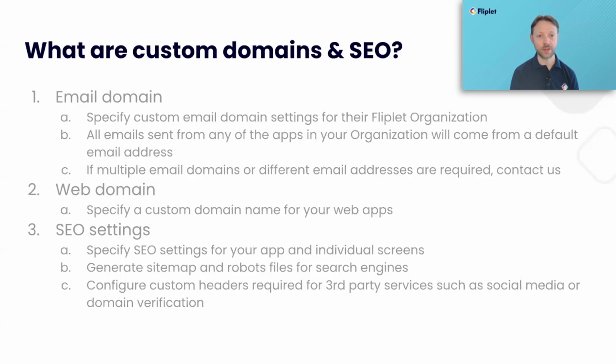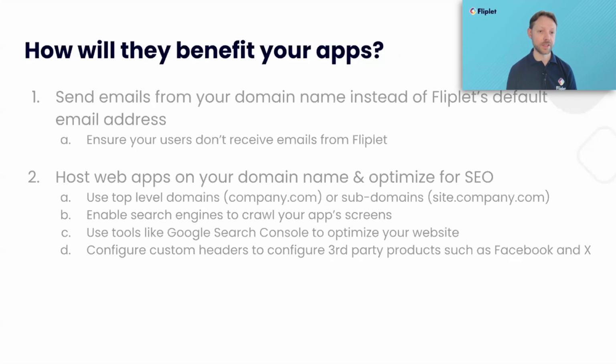And of course, with adding custom domains, also came the necessity to start taking SEO settings a bit more seriously inside Fliplet. So we've added the ability for you to specify a number of SEO settings at an app or an individual screen level. This means that if you turn these features on, Fliplet will generate a sitemap and a robots file for search engines related to your specific web app. You'll also be able to configure custom headers that are sometimes required for third-party services such as social media or domain verification, which is a feature we haven't been able to offer before. So we're very excited about these different features.